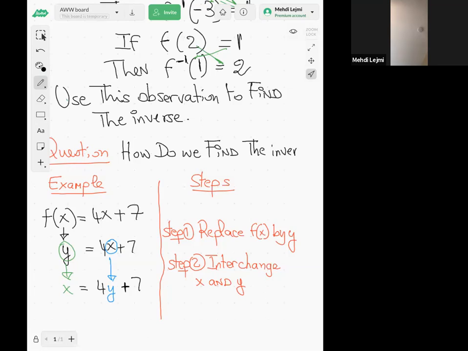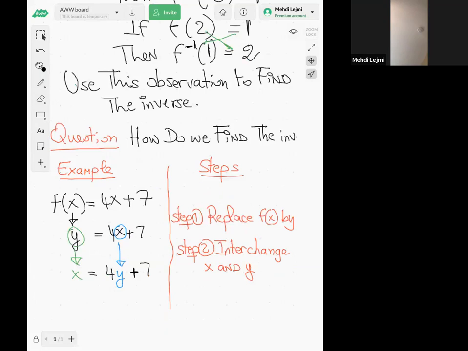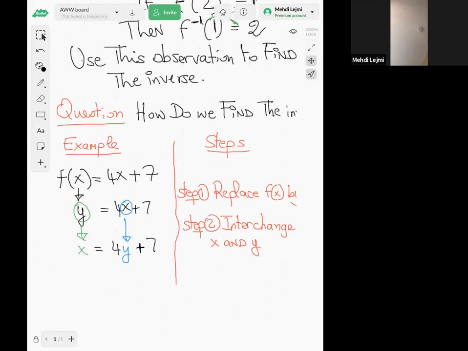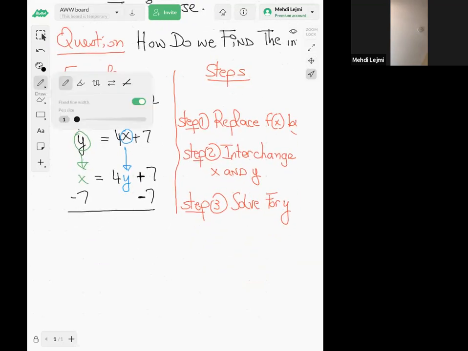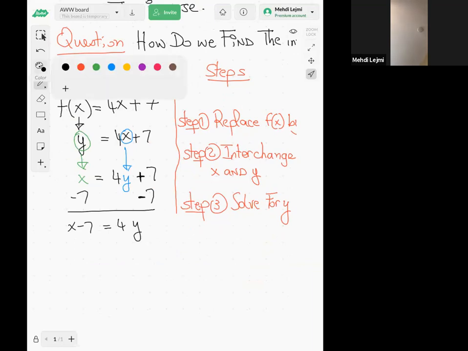And then in the last step, step 3, I'm gonna solve for y. All right. So like here, if you want to solve for y, you can subtract 7 both sides, right? So subtract 7. So that's like x minus 7 equal to 4y, right? And then we need to get rid of the 4, right?